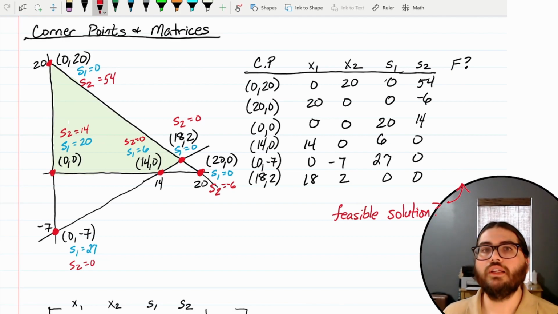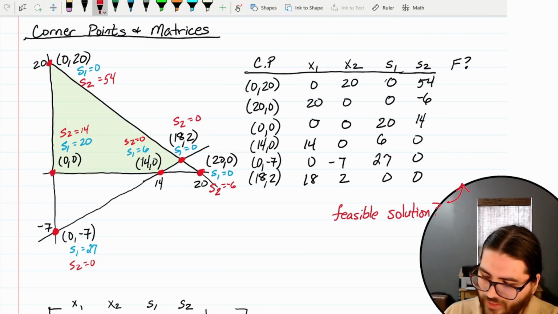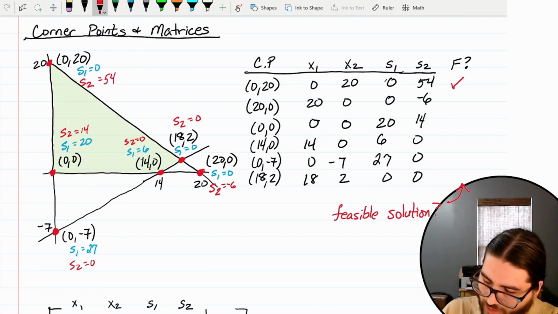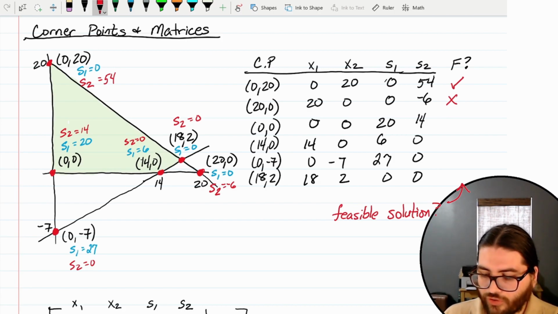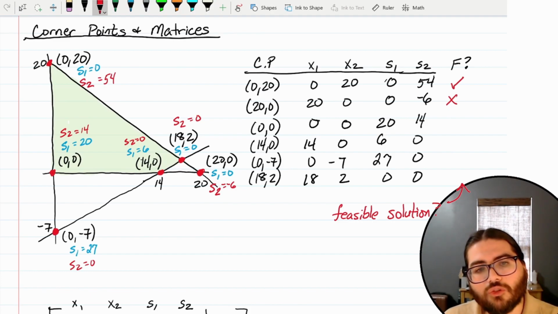That's what I'm measuring in this last column. Is this solution a feasible solution? Does it match all of the inequalities? And does it match all of the boundary conditions that we had before? It looks like 0, 20 is feasible, because x1 and x2 are greater than 0, s1 and s2 are greater than 0. But 20, 0 is not. Do you see how in 20, 0, x1 and x2 are greater than 0, but s2 is less than 0. So that's not a feasible solution.